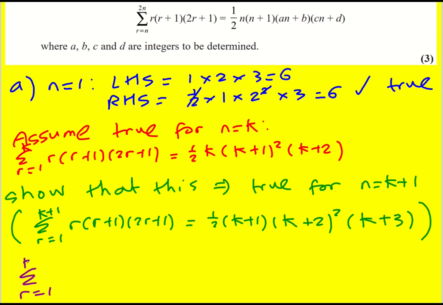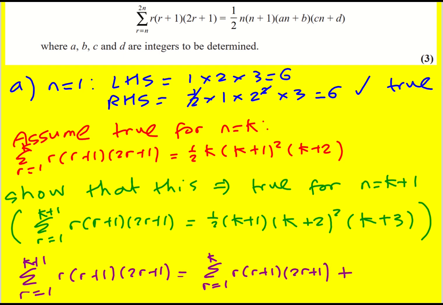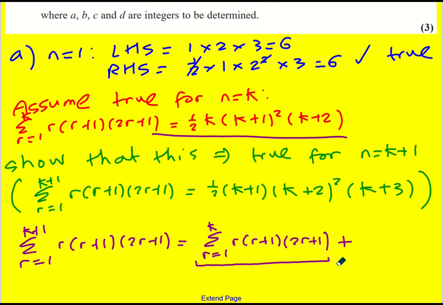The sum from r equals 1 to k plus 1 is going to be the sum from r equals 1 to k, and then I'm going to be adding on this extra term when r is k plus 1. The reason I've done this is that now I can use the result that we've assumed here. So it'll be k plus 1, k plus 2, k plus 1 plus 1. I'm going to struggle to fit this in, I've realized.